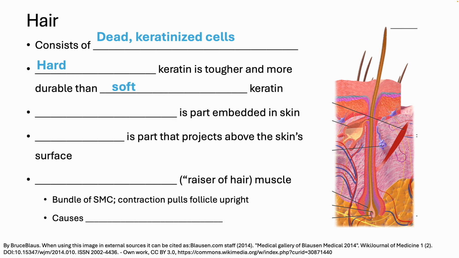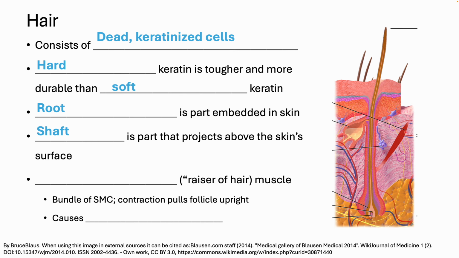The chief regions of the hair follicle are going to include the root, that is the part over here that is embedded in the skin, and the shaft, which is the part here that is above and coming out of the skin.